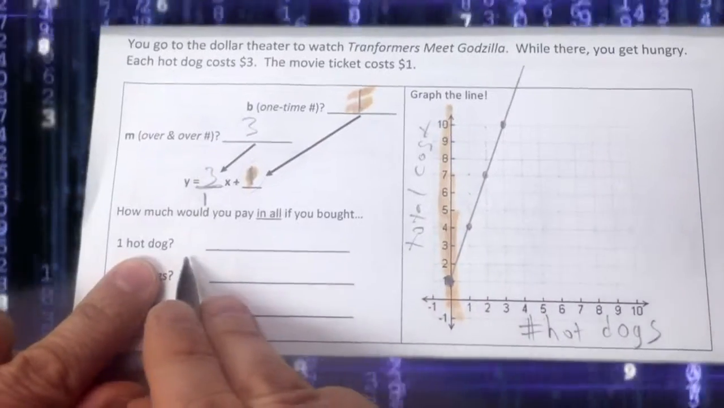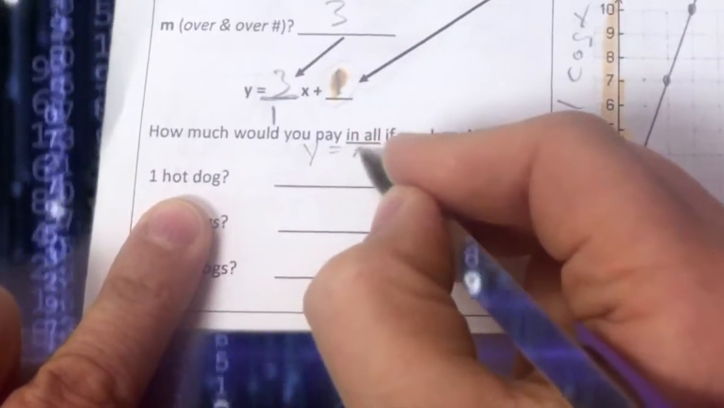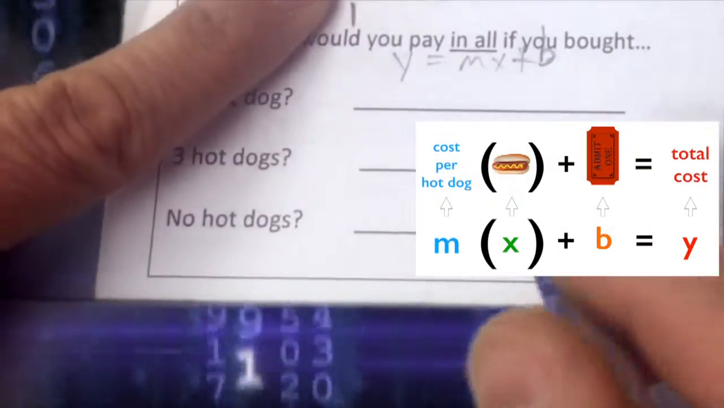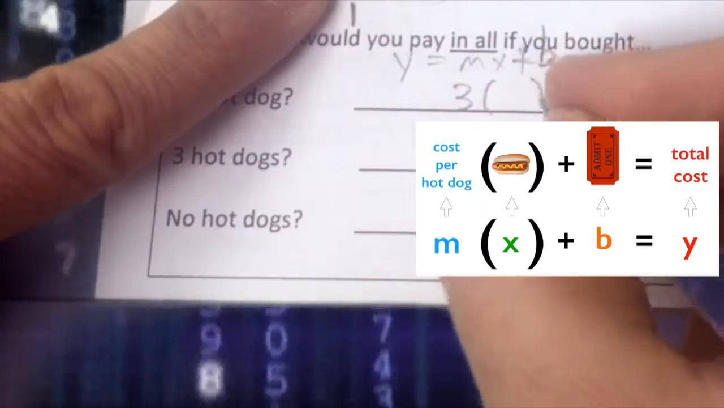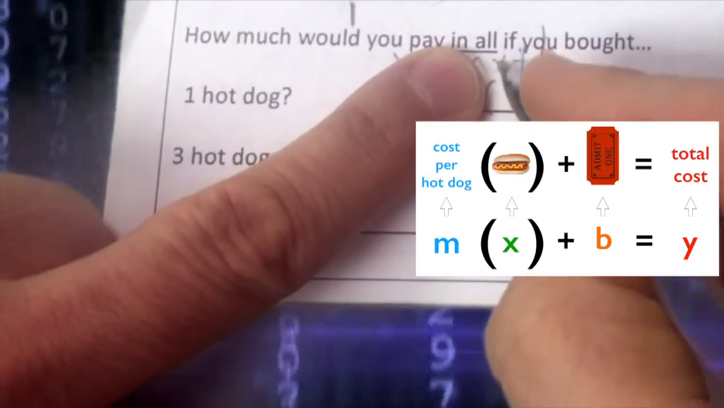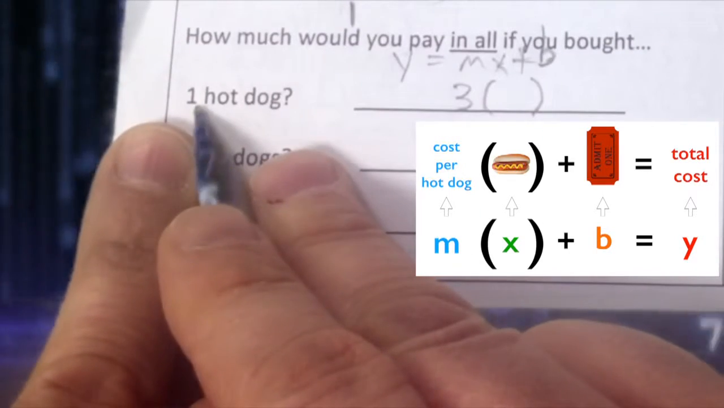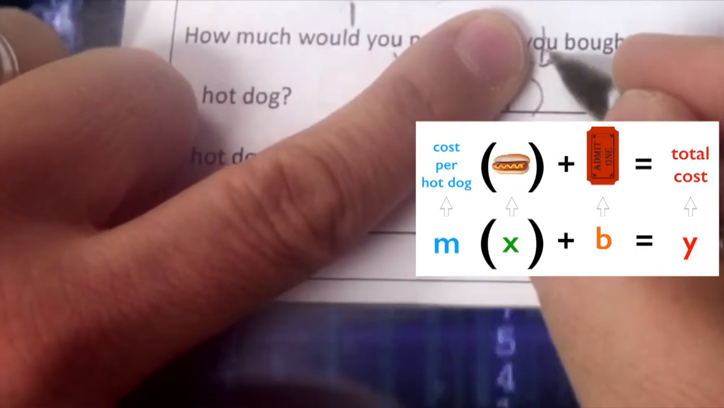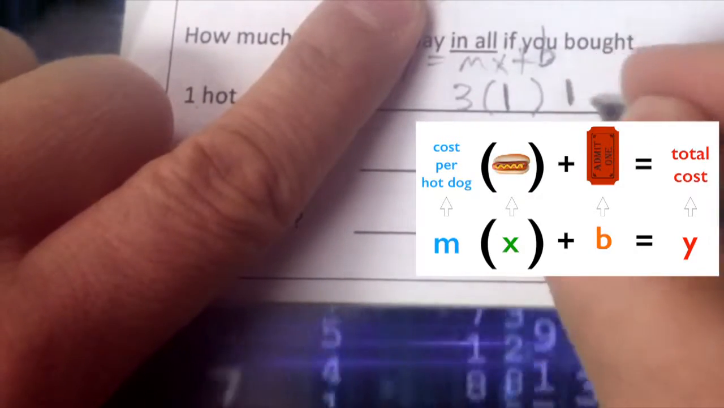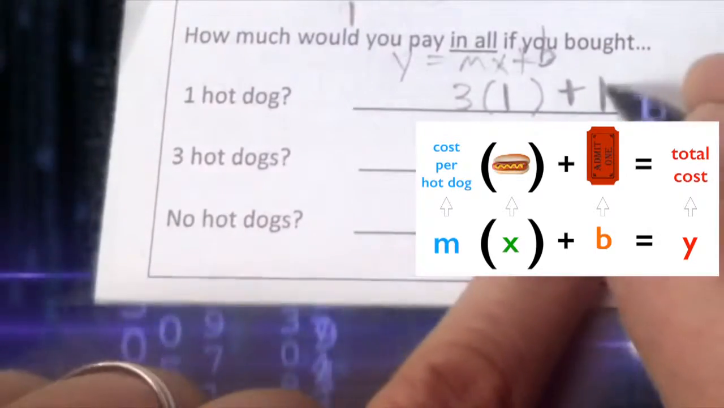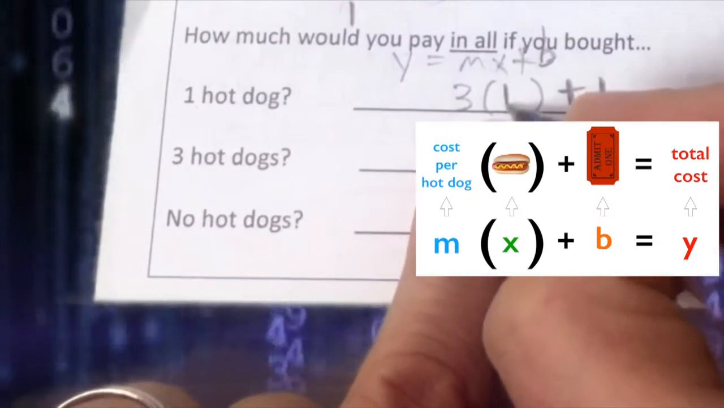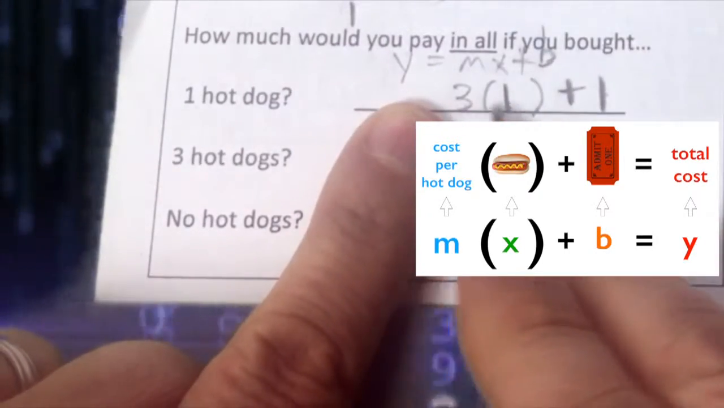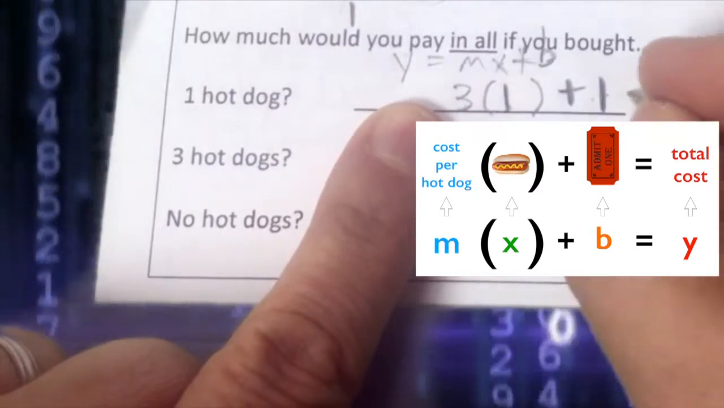So if it's one hot dog, every one of these is going to be y equals mx plus b, and we're focused on the mx plus b part. We know m is 3. X is my independent choice. It's saying I'm choosing to go to the theater and only buy one hot dog, so I put a 1 there. B is what I paid to get in. That's my $1 for the Dollar Theater. That's another 1. This is the Dollar Theater ticket price. This is the one hot dog. And each hot dog costs $3. So we do 3 times 1 is 3, plus 1 is 4.